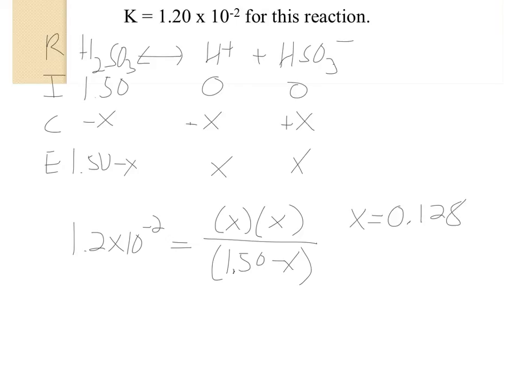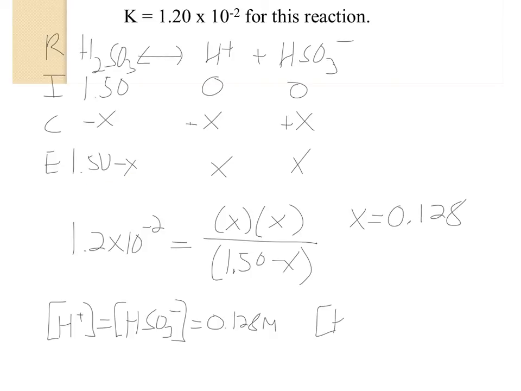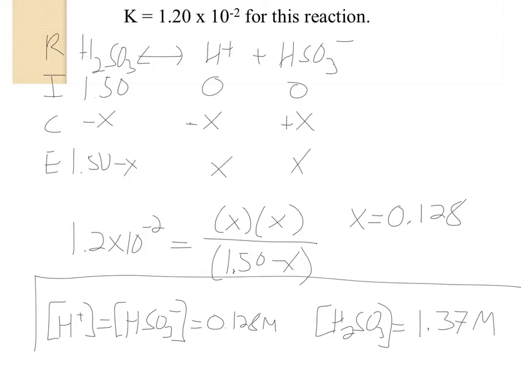Okay. So watch what happens. My hydrogen concentration is x. It is equal to the HSO3, because the question is, what's the concentration of everything? So 0.128 molar. But when I do 1.5 minus x, then my H2SO3 is actually different. It's going to be 1.37 molar. Okay, so that changes things because that x is significant.